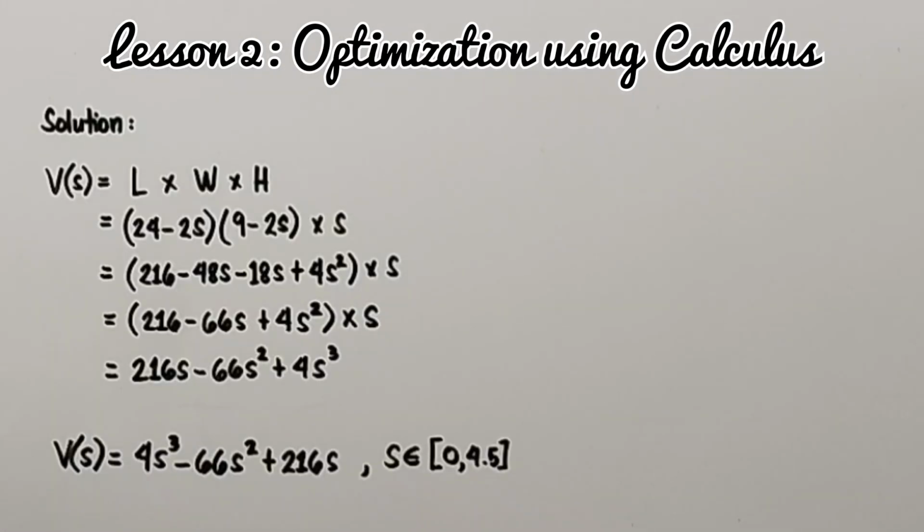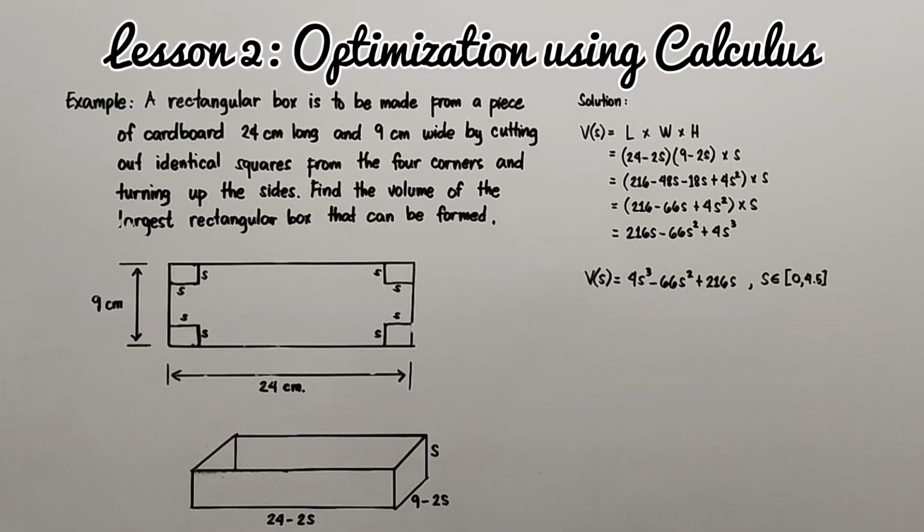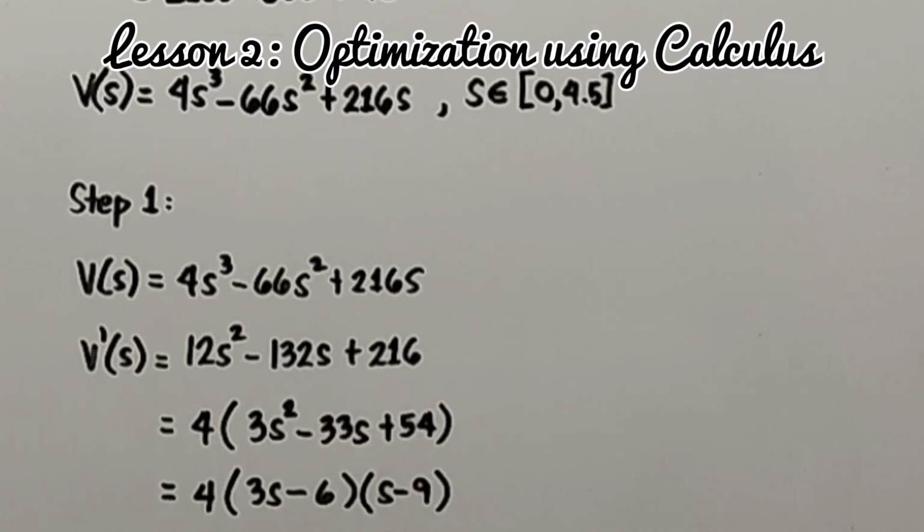Since the function v is polynomial, it is continuous on the closed and bounded interval 0 to 4.5. Thus, the extreme value theorem applies. This time, we are going to show the 4 steps in finding the extrema of this function. For step 1, we will get the derivative of the function v.